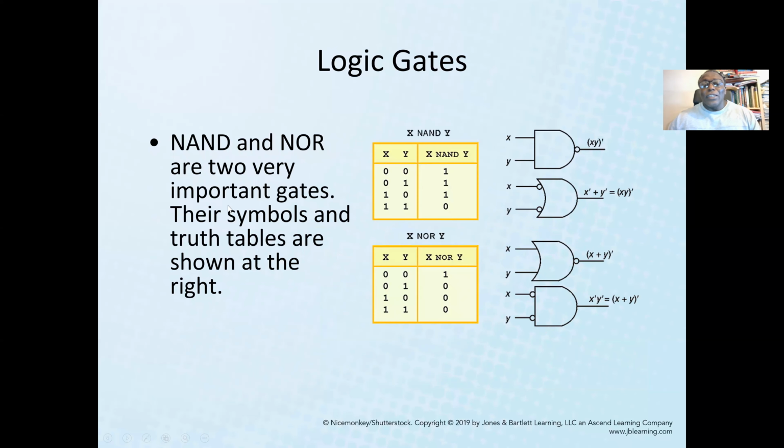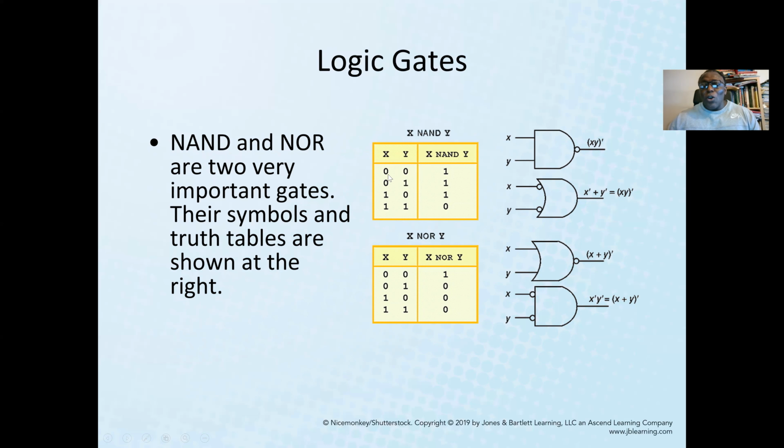We also have the NAND gate. NAND basically means not AND. So when we look at the truth table or even the symbol, we will see that NAND, N-A-N-D, is more or less like combining the NOT gate and AND gate together as NAND. So we say X NAND Y. Let's look at the truth table.